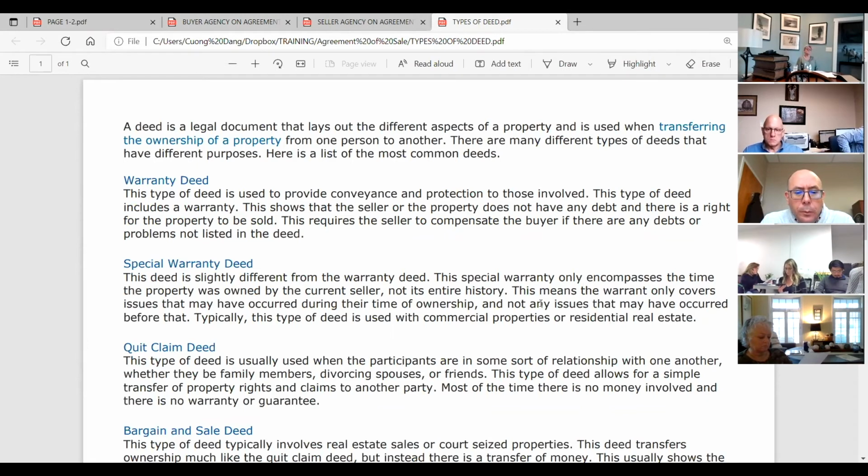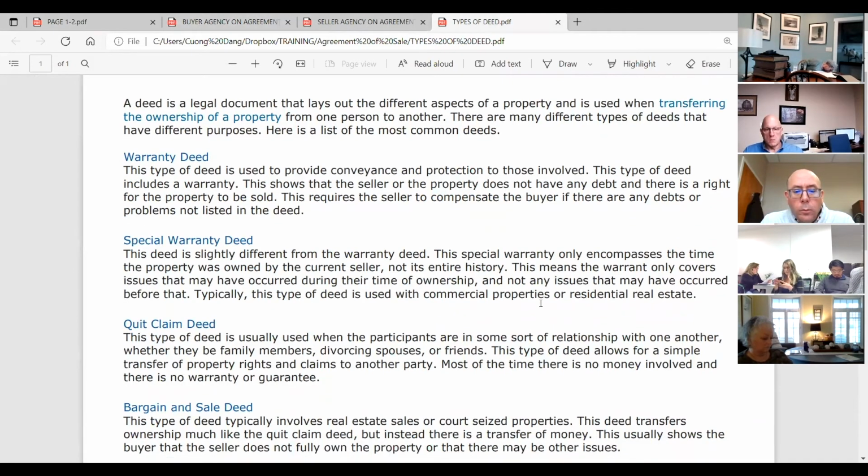So we have a special warranty deed, okay? So what is that? Right in the center there, special warranty deed. This deed is slightly different from the warranty deed. This special warranty deed only encompasses the time the property was owned by the current seller, not its entire history. This means the warranty only covers issues that may have occurred during the seller's time of ownership, and not any issues that may have occurred before that. Typically, this type of deed is used with commercial properties or residential real estate.